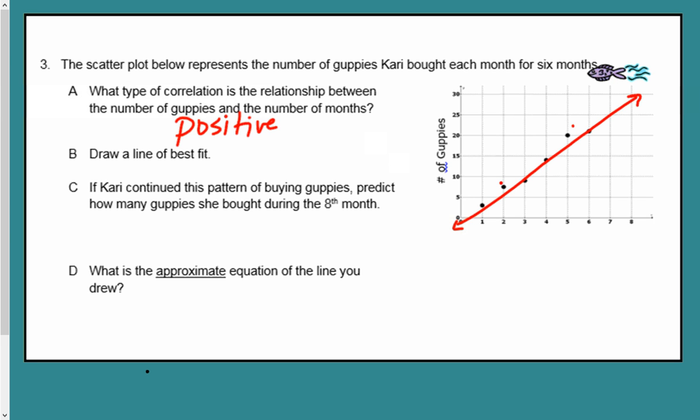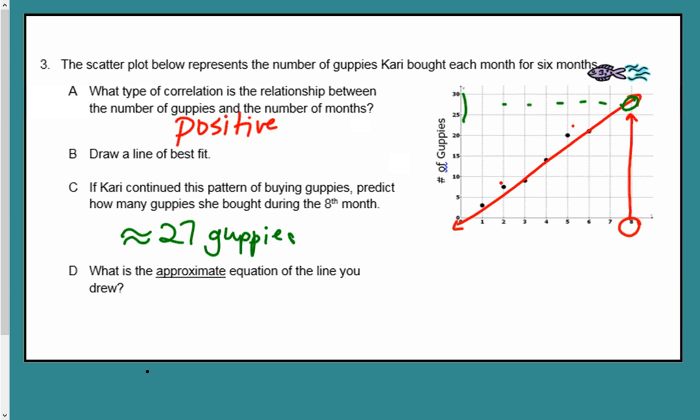So if Carrie continued this pattern of buying guppies, predict how many she bought during the 8th month. Here's our 8th month right here. If I read up my graph, it intersects with the trend line that I have drawn right here. Well, looking across, that is somewhere in between 25 and 30 guppies, right? So we could say maybe approximately 27 guppies, but we don't really know, okay?